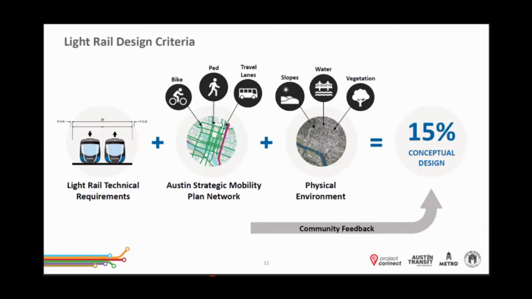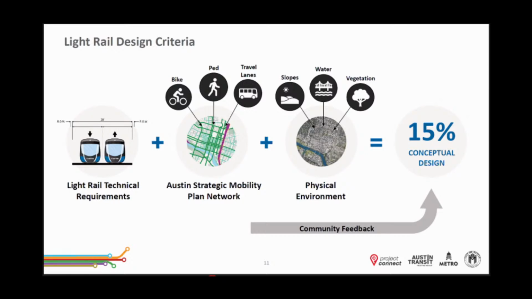A number of criteria influence the design of a light rail system. This includes the technical requirements of the light rail transit, such as the space needed for the transitway, typically about 28 feet wide, as well as the space needed for station platforms, the turning radius of vehicles, and more. In addition, the Austin Strategic Mobility Plan, or ASMP, provides the criteria for accommodating Austin's multimodal transportation network, which includes bicycle and pedestrian facilities and travel lanes for cars and buses. Each of these facilities has a desired and minimum width and placement within the right-of-way. Light rail has to meet specific design criteria.